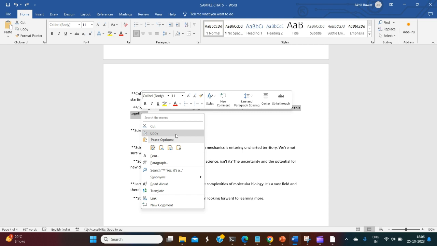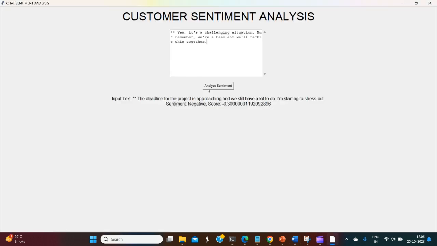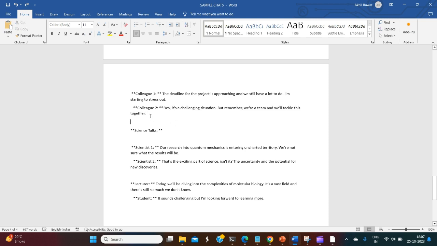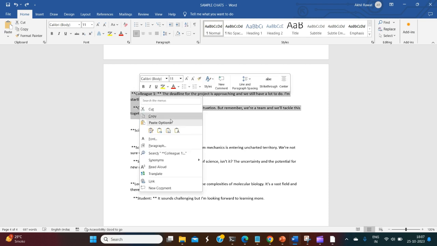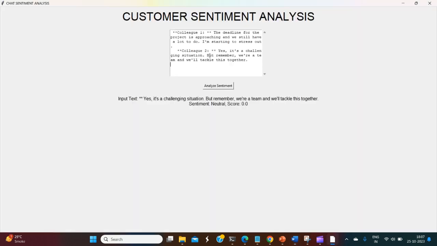If I copy this and paste and analyze it, so it is neutral. Yes, it's a challenging situation, but remember, we are a team and we will tackle this together. I thought it's positive, but it's neutral. So one is negative, one is neutral. But when both are in context of each other, what will happen in this chat and what will the outcome be?